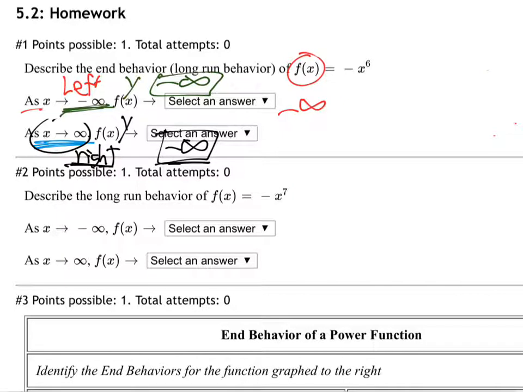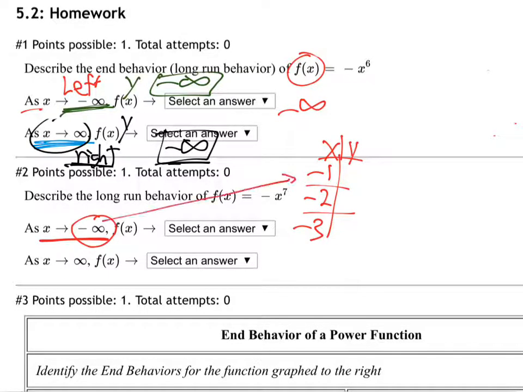Okay, so first off, I'll do this part. X is going to negative infinity. So that means when I make my little xy table, I'm gonna put in negative numbers like -1, -2, -3. Good so far. I'm headed to negative infinity. And the other side is y equals negative x to the 7th.